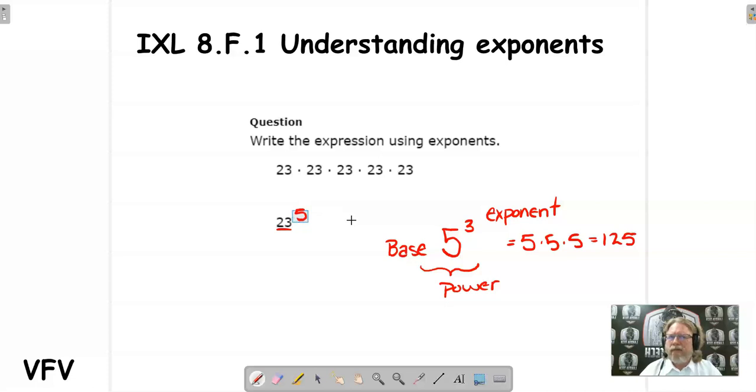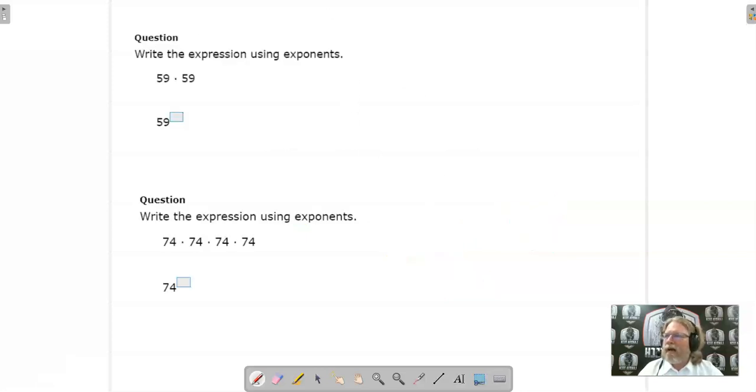So you're saying, Mr. T, is that all there is to this activity? Pretty much. There's no calculation on this. The object is, just as the activity name says, to understand exponents and what they are. So let's look at the next problem.